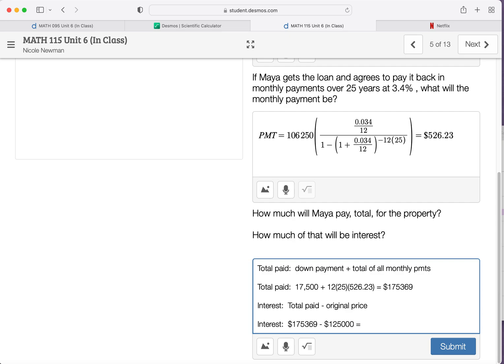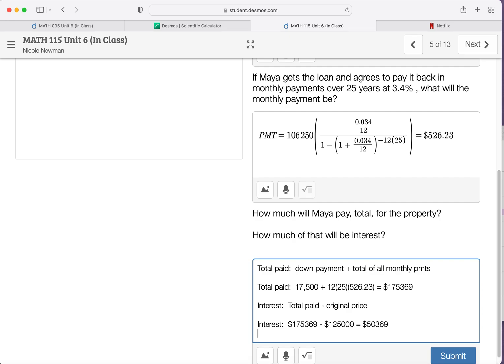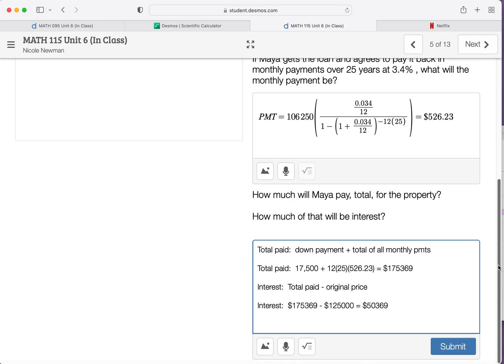And when we do that subtraction, we find out that Maya ends up paying $50,369 in interest over the entire life of the loan. It's a lot of interest. It's a lot of money. It might not be a lot of interest compared to a loan at a higher rate or something that goes on for a longer time, but it's just a lot of money if you ask me.